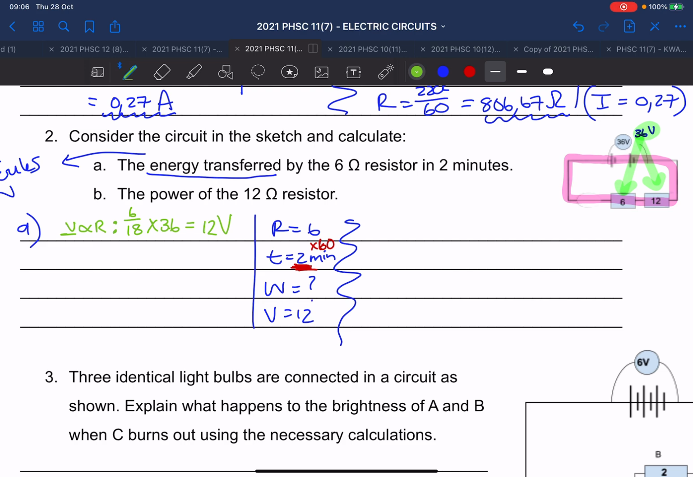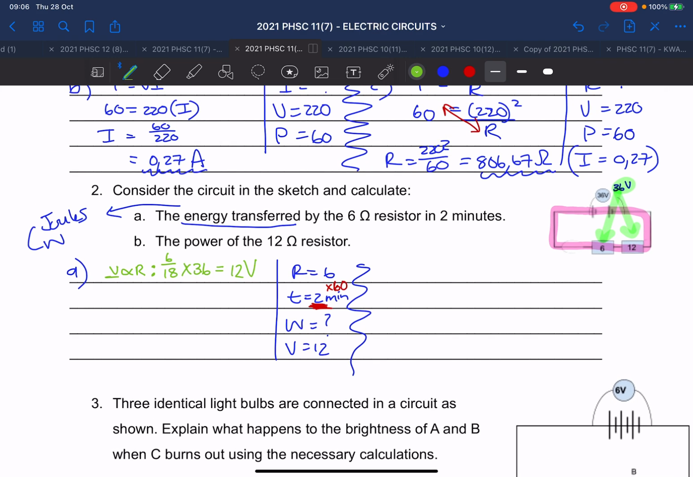Okay, right. So, let's go to this one. We're busy with work, energy, power. It says, consider the circuit in the sketch. Then they ask you, calculate the energy transferred. And we said energy transferred is the work, it's the joules. That's what they ask. In the 6 ohm resistor in 2 minutes, and then we said 2 minutes, we don't like it, we want to convert it to seconds, so we have to multiply by 60.